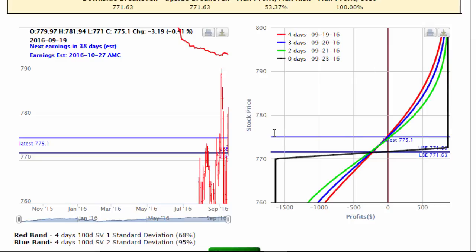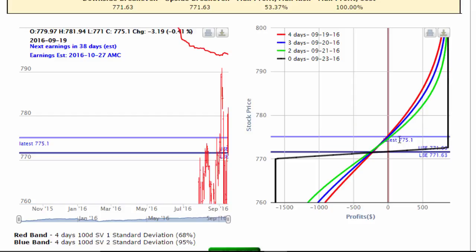So you can see, here's the current price of the stock. It's indicated on this chart by this blue line, okay? This blue line represents the current price of the stock, which is 775. So if the stock stays at its current price at options expiry, my profit is going to be here, which is $870, the credit that I've taken. If the stock doesn't move, I'll make $870. If the stock moves up, I'll make $870.